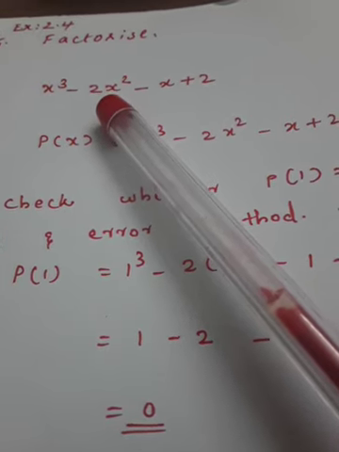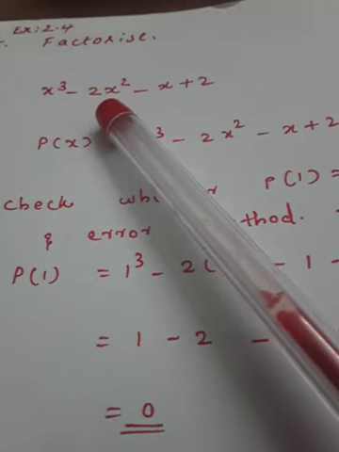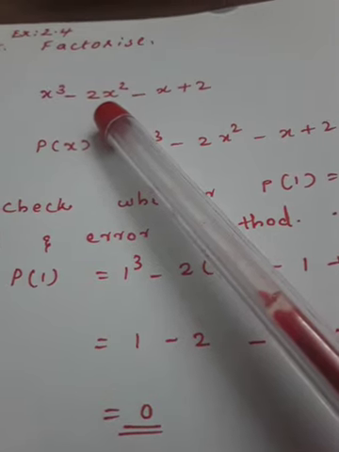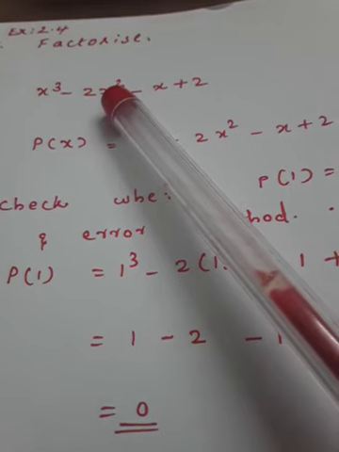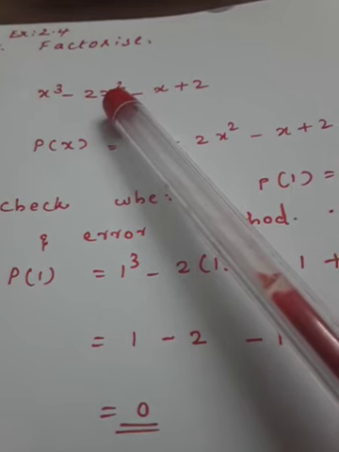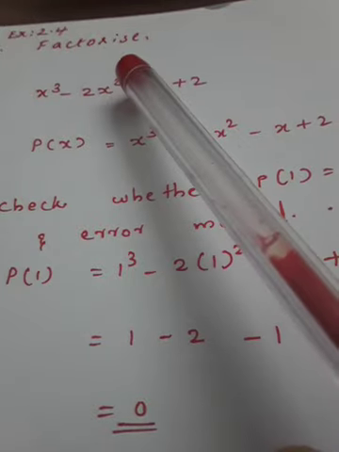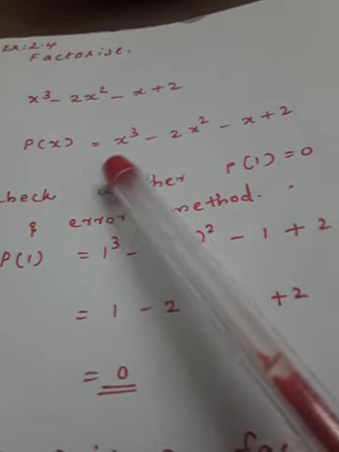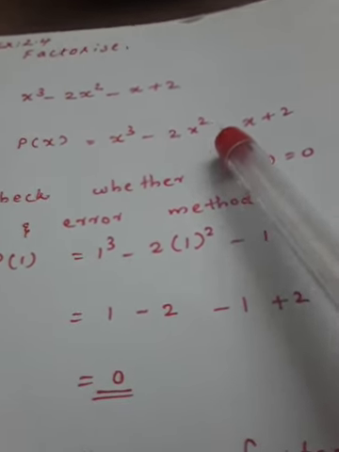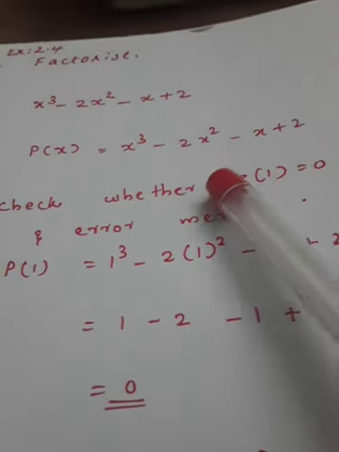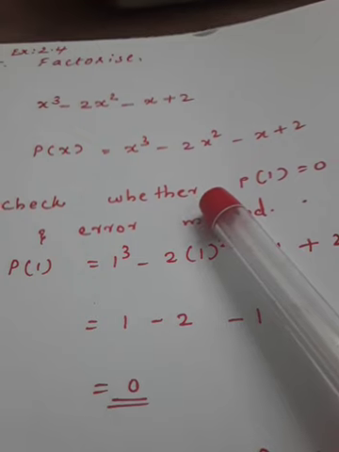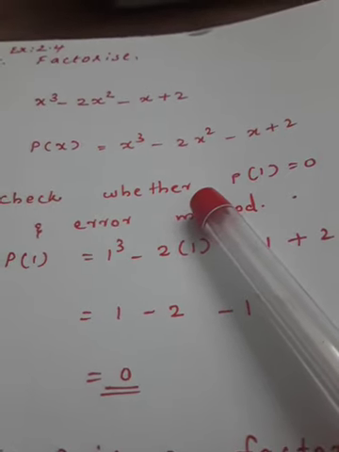So we did the splitting the middle term method. But here we want to do splitting the middle term and long division also. So here how we can do. Let x cube minus 2x square minus x plus 2. We already know that 1 is the factor of every number.